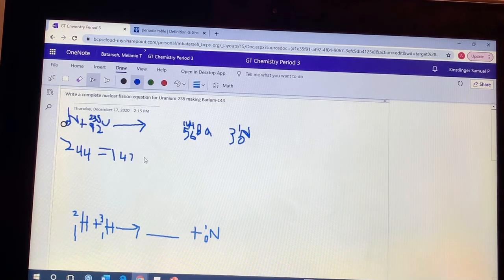147 plus what? It's going to be 89. And then for the protons, we have 92 over here and 56. 92 equals 56 plus what? Equals 56 plus, we need our head here, 36.